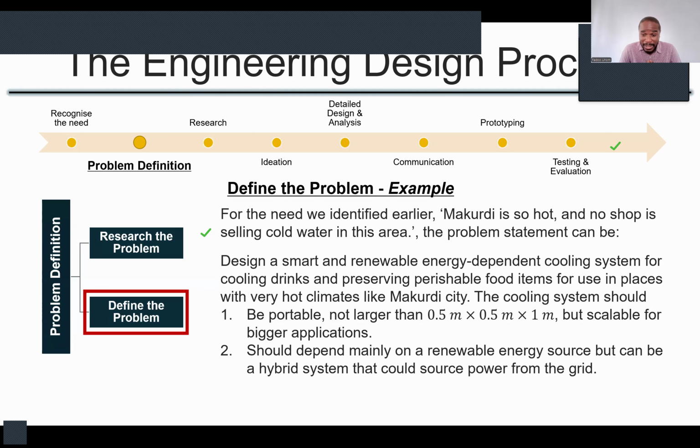Okay, and now we're specifying the cooling system should, one, be portable. So it should not be larger than 0.5 meters by 0.5 meters by 1 meter. Okay, but it should be scalable for bigger applications. If we want it bigger, but for now, we want something portable. Two, it should depend mainly on a renewable source of energy, but it can be hybrid. In case the grid is working, we can get power from the grid, but its main reliance should be on a renewable source of energy.